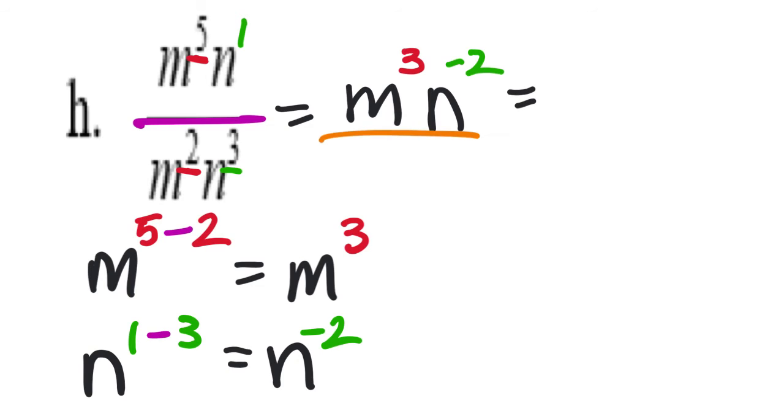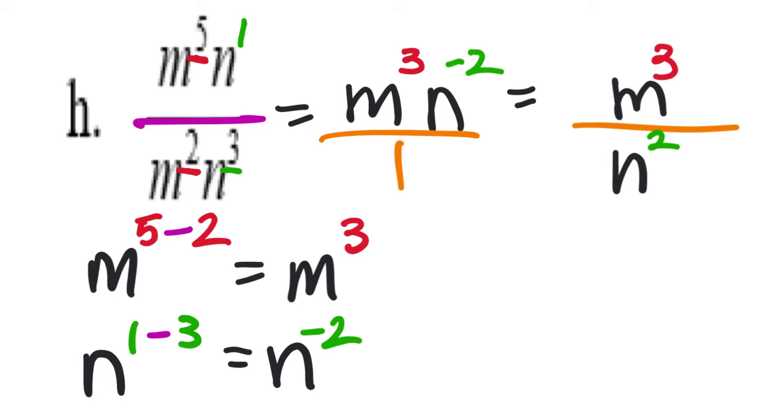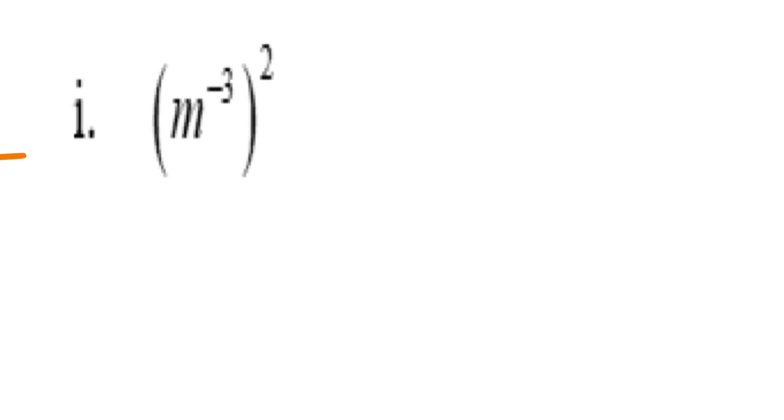And I'll show this as over 1, m to the power of 3 times n to the power of negative 2 over 1 because of the negative exponent, which I now need to flip. So that n to the power of negative 2 will be in the denominator as n to the power of positive 2 because it flipped. And the m to the power of 3 will just stay in the numerator as it was. And that is done. So part I, this is base m.